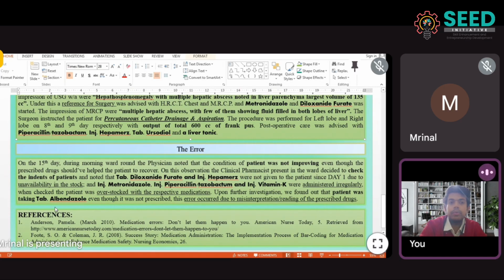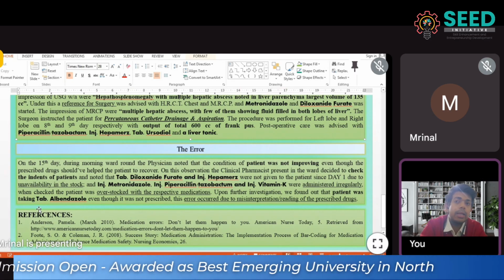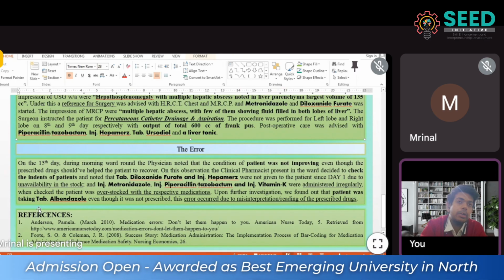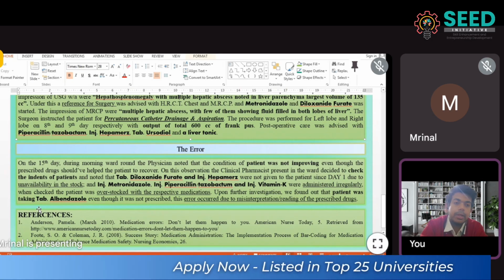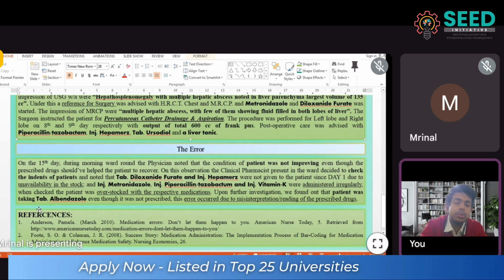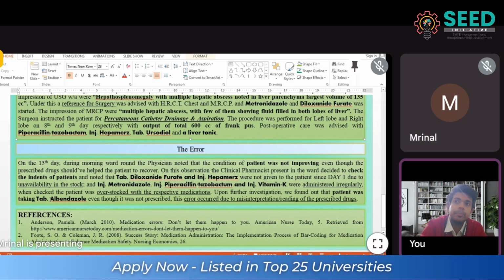This was not notified to the clinician, and everyone thought that the medicine was given to the patient, but in fact it was not, since the medicine was not available. Then injection metronidazole, injection tazobactam, and injection vitamin K were administered irregularly. Injection tazobactam was supposed to be given TDS, but some days it was given BD, some days OD. Since the patient was not really educated, there was a chance of medication error.